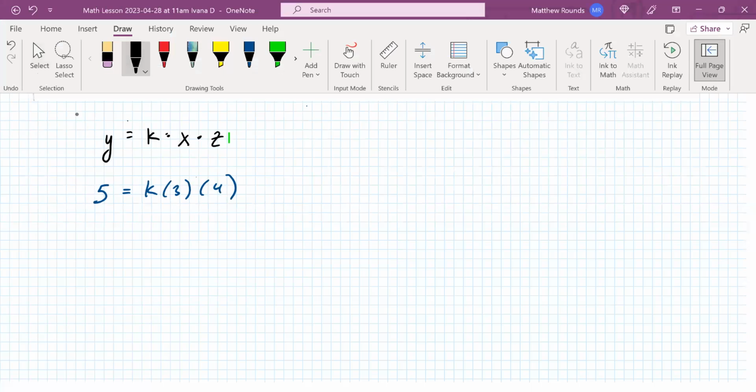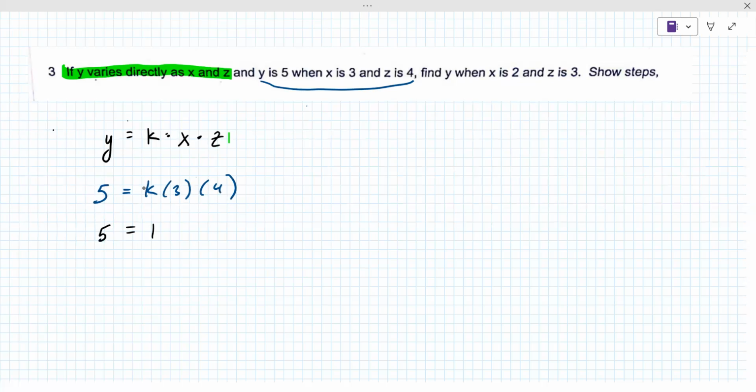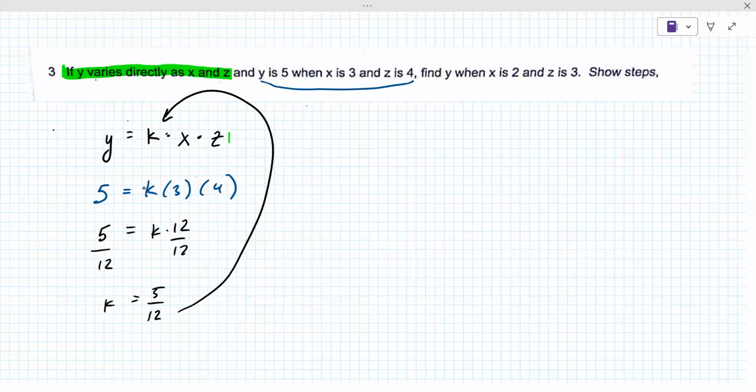So to solve for k, you can multiply these first. That's k times 12, divide by 12. K is 5 over 12. This is now the first equation where you actually need to rewrite it. So you're going to rewrite the equation as y equals 5 over 12, that's k, times x times z.